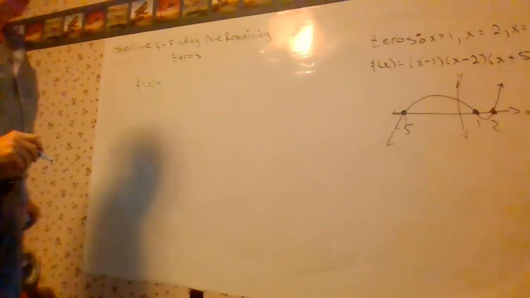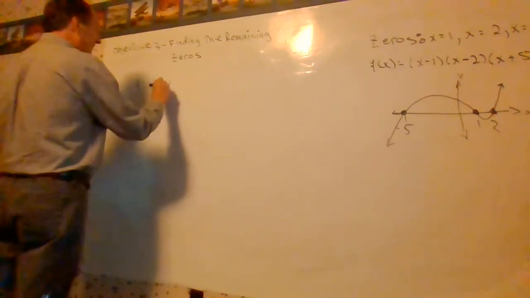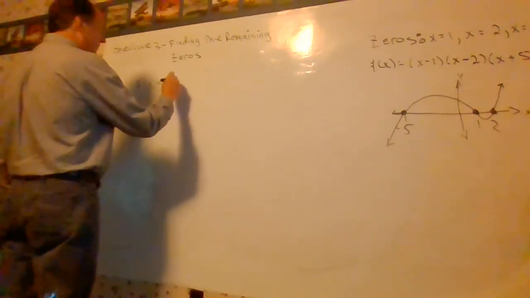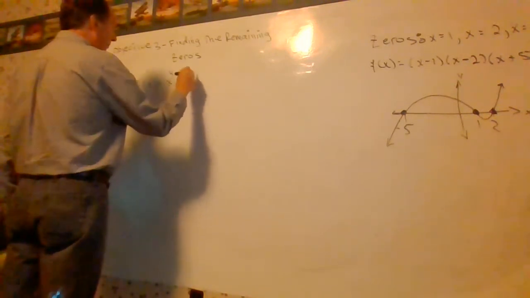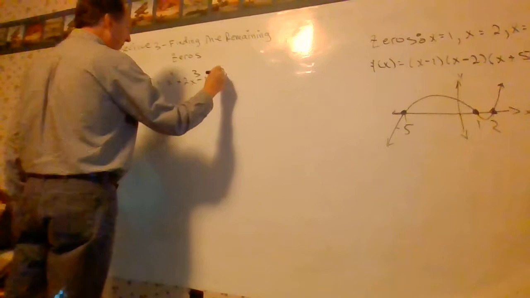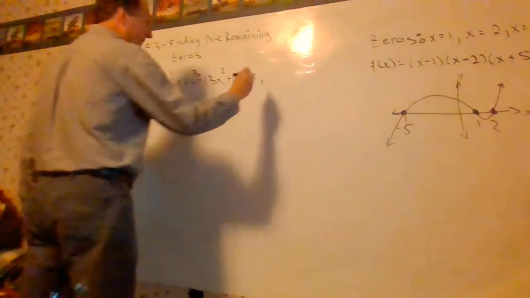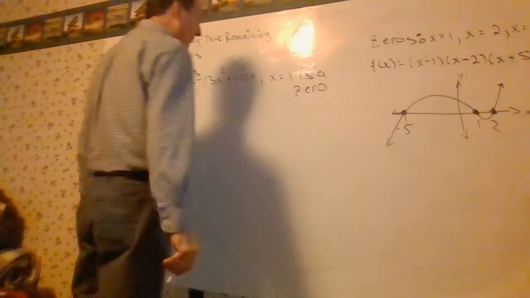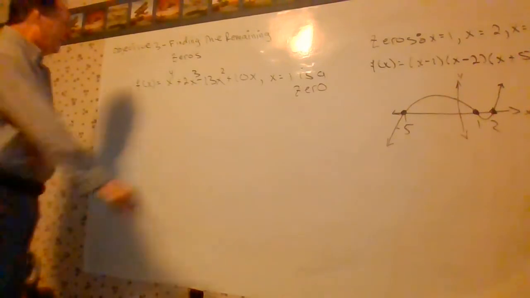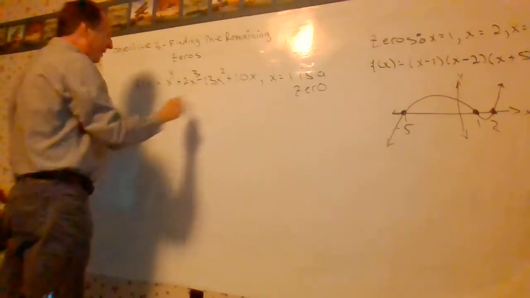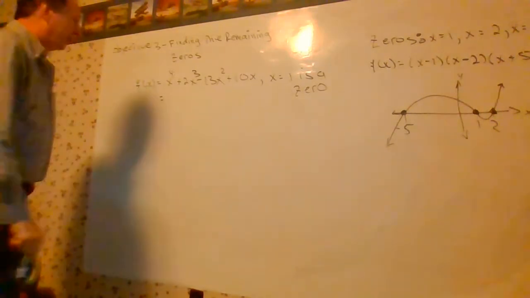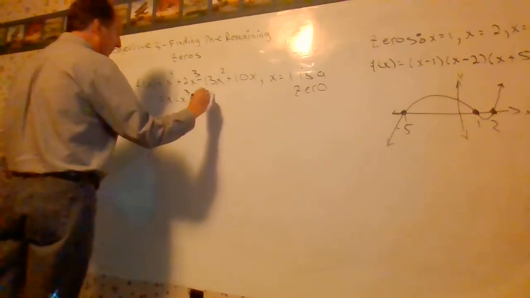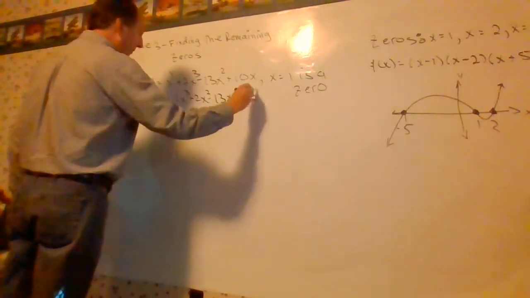Let's suppose we have f of x equals x to the fourth plus 2x cubed minus 13x squared plus 10x, and x equals 1 is a 0. You'll notice in this case, x is present in every term. You could first of all factor out x, and we get x cubed plus 2x squared minus 13x plus 10.